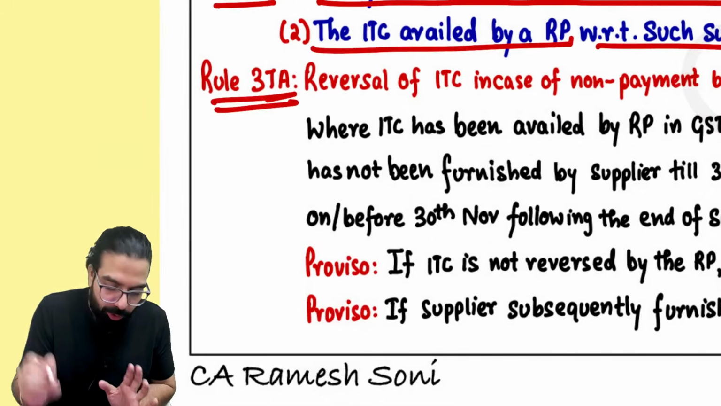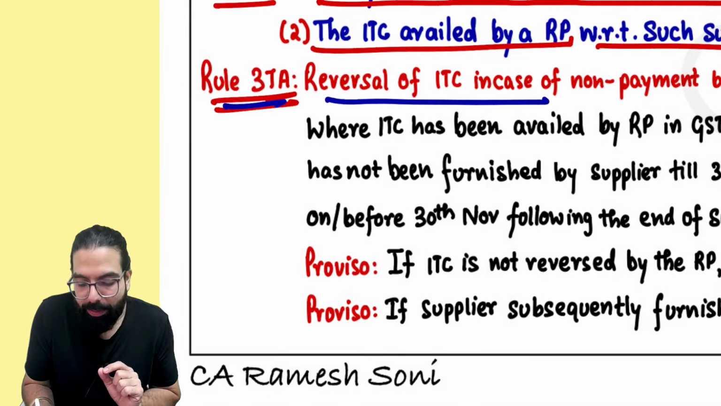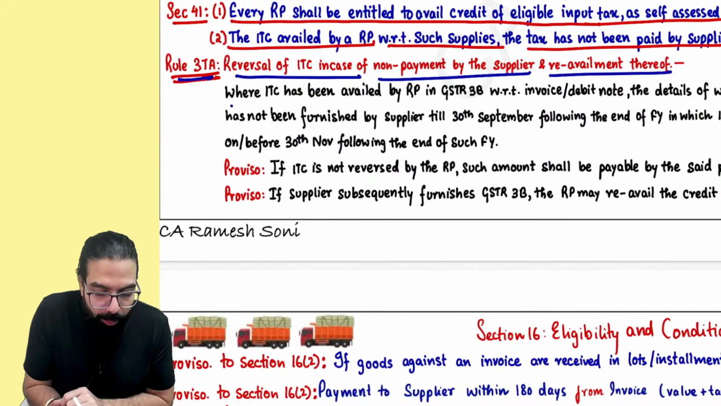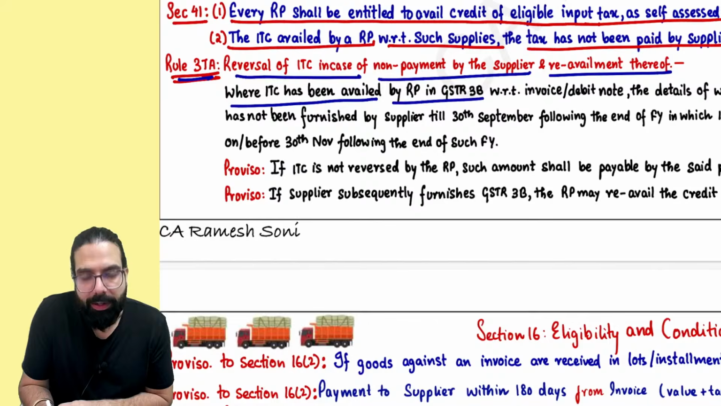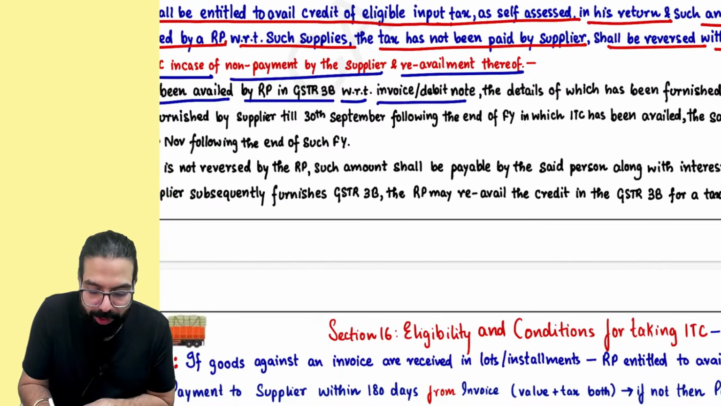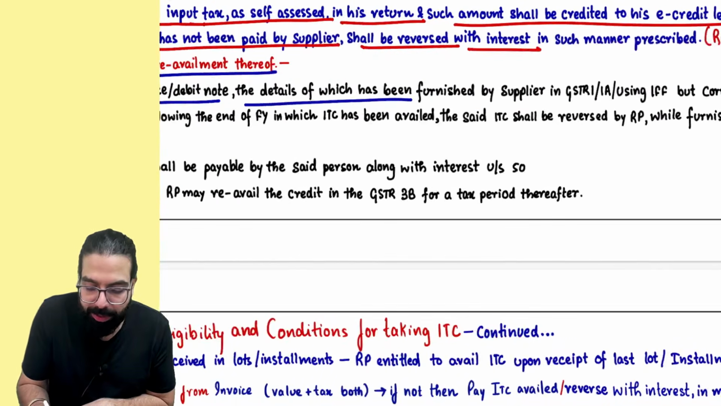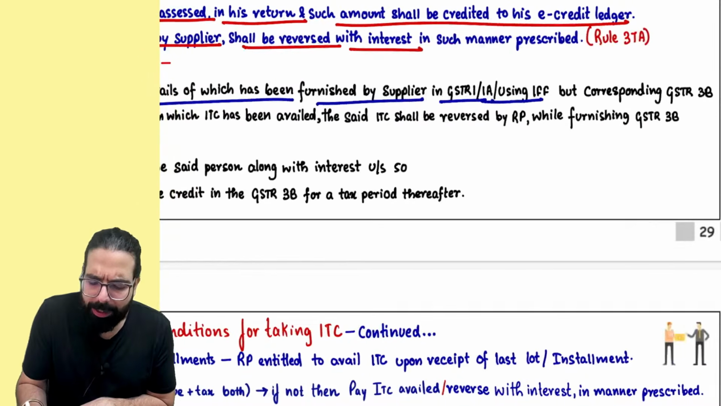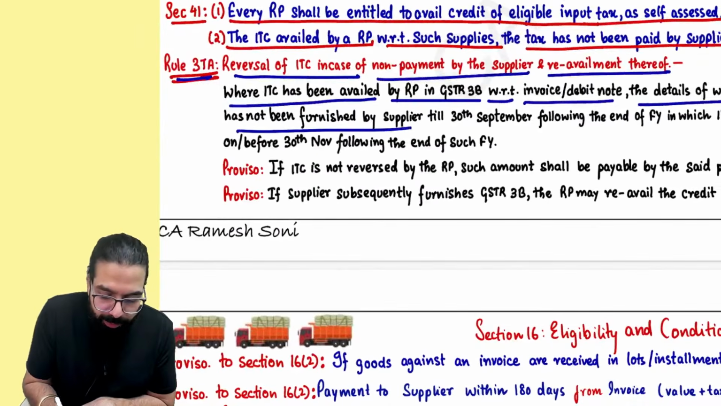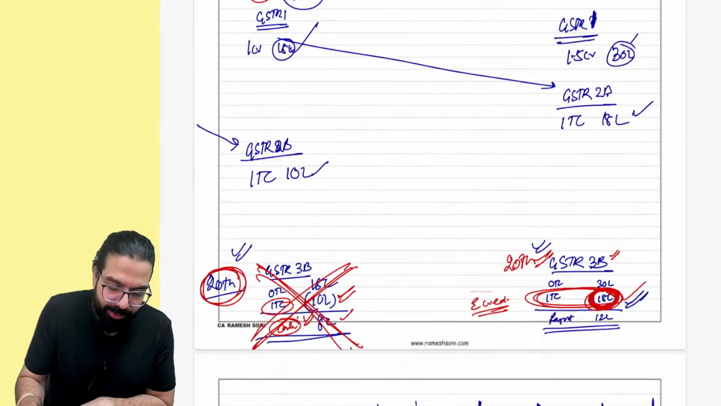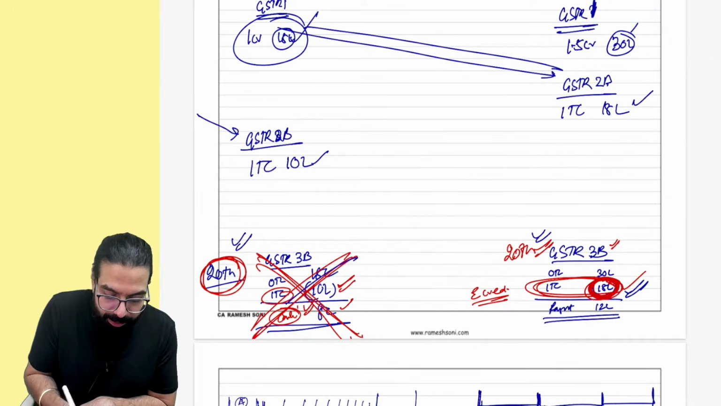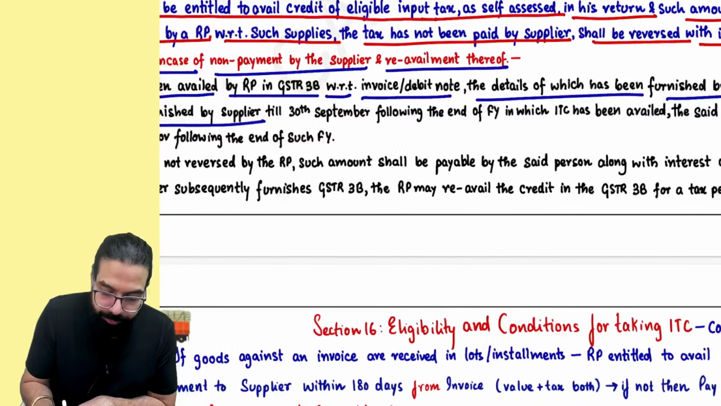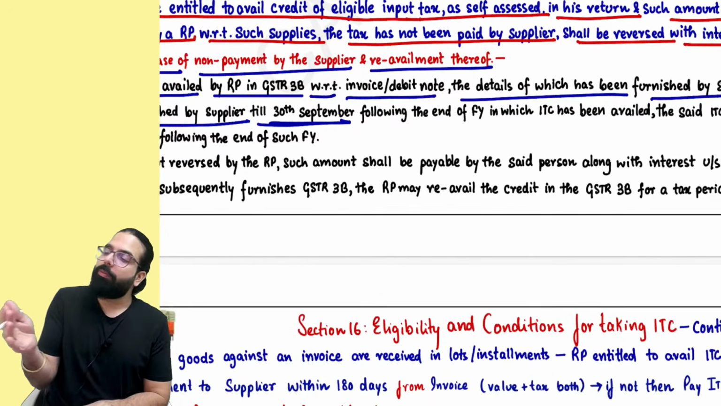The same thing is told in rule number 37A, reversal of ITC in case of non-payment by the supplier and re-availment thereof. It says, where the ITC has been availed by the registered person in GSTR 3B with respect to an invoice or debit note, the details of which have been furnished by the supplier in GSTR 1, but the corresponding 3B has not been filed by the supplier. Supplier showed it in GSTR 1, it came in my 2B, but 3B has not been filed by him. Then they are telling, till what date? Next month.